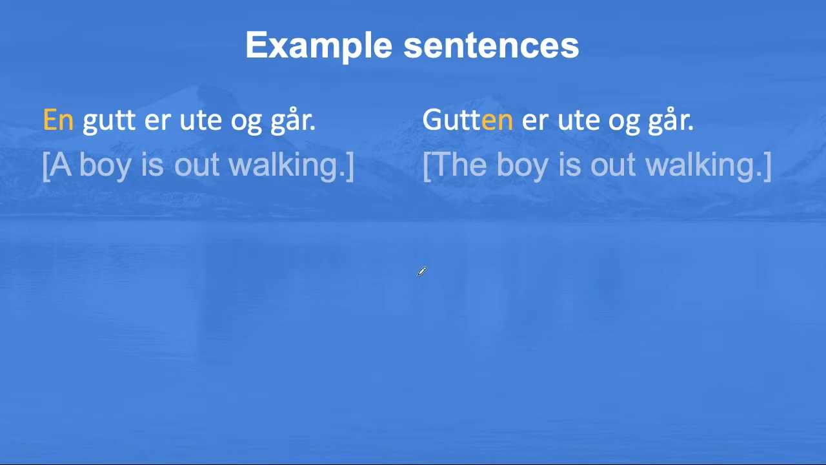First example. En gutt er ute og går. A boy is out walking. So here we use en gutt, that's indefinite article. A boy. Gutten er ute og går. The boy is out walking. Gutten, the boy, definite article.